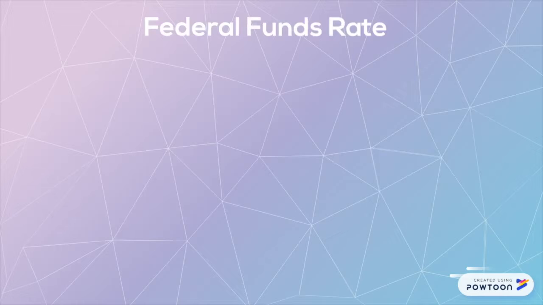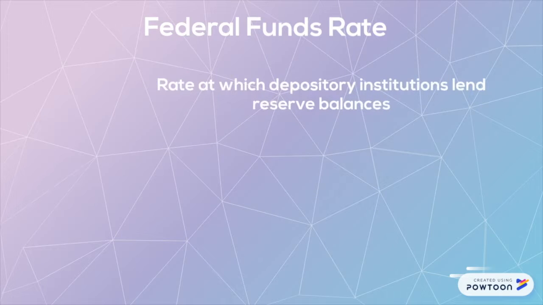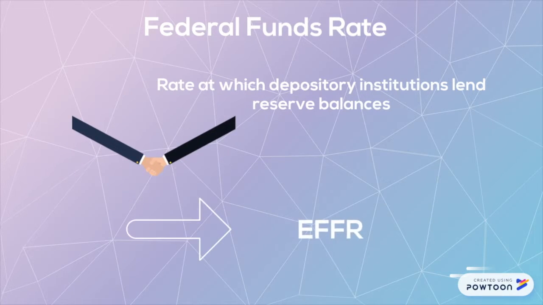Depository institutions require a certain level of reserve balances determined on outstanding assets and liabilities. The FFR is the interest rate at which depository institutions lend reserve balances. Such interest rate is negotiated between the institutions. The weighted average of all such transactions is the effective FFR.